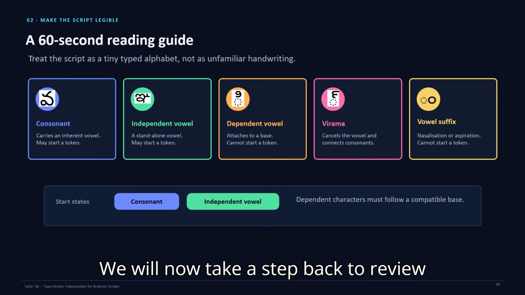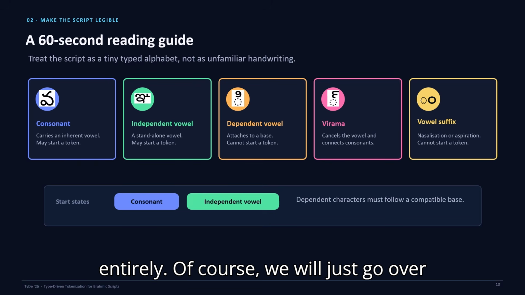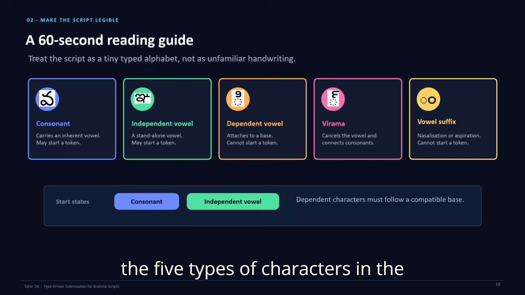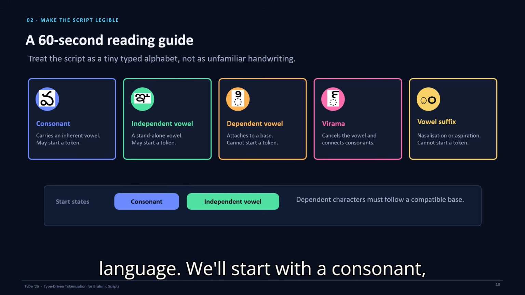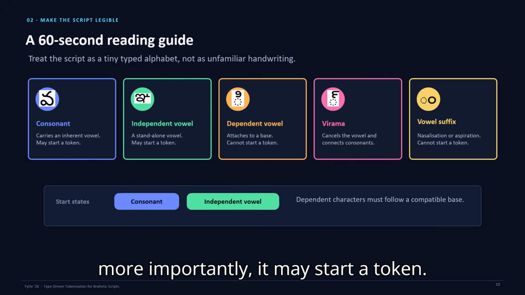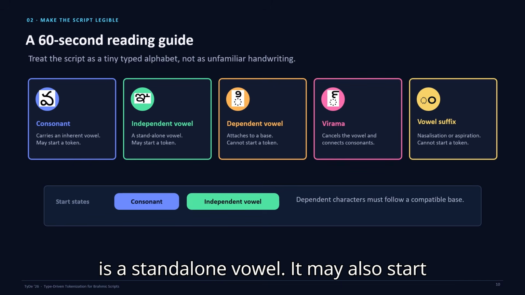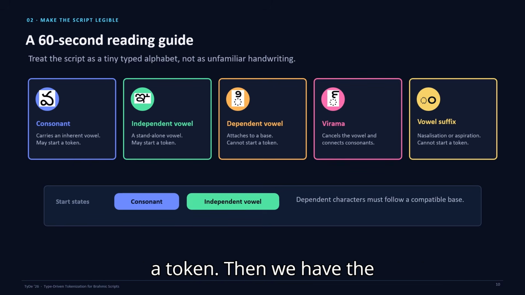We will now take a step back to review the Telugu language. We will not learn it entirely, of course. We will just go over the five types of characters in the language. We'll start with a consonant. So this carries an inherent vowel, and more importantly, it may start a token. Then we have the independent vowel, which is a standalone vowel. It may also start a token.